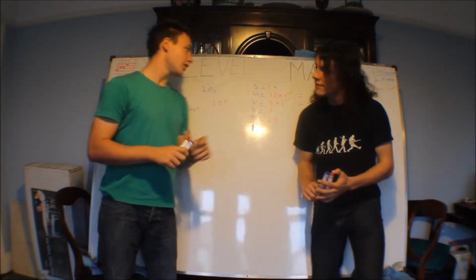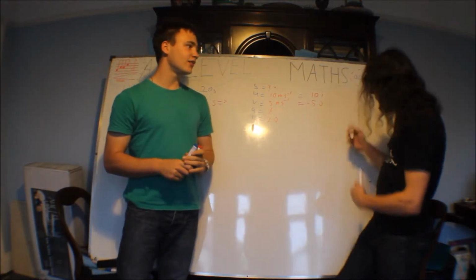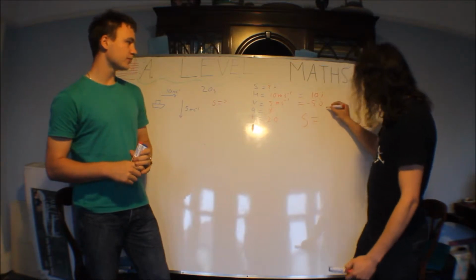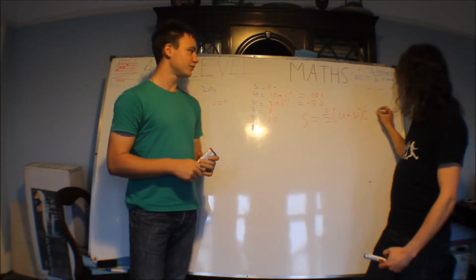You good? So we need an equation for s that has v, u and t. Yep, I've got one, Wayne. S equals a half (u plus v) lots of t.